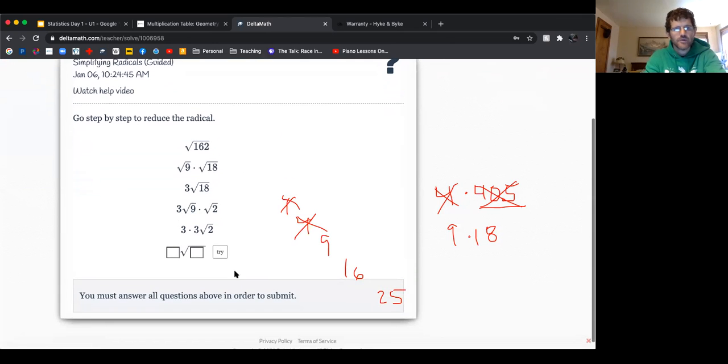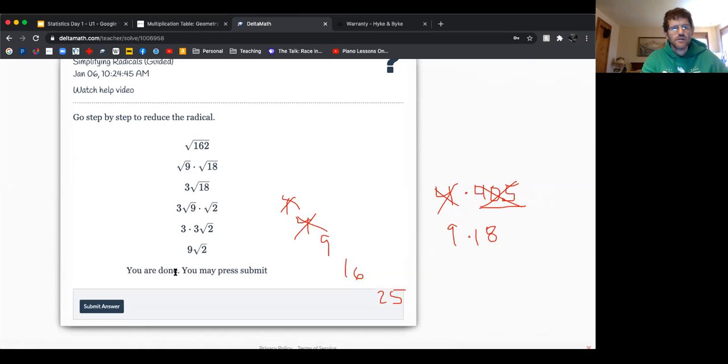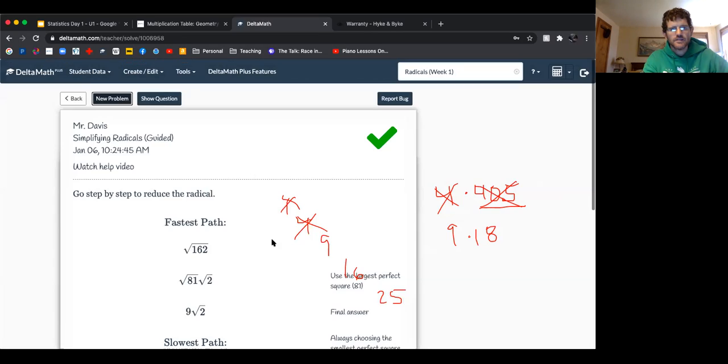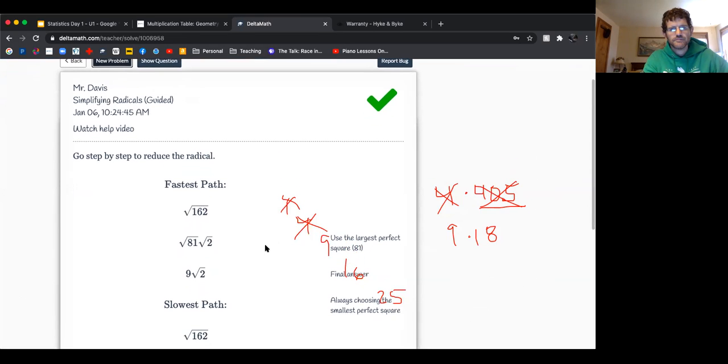So there we go. It's just going to keep going step by step, and it'll tell you when you're done, because it's kind of hard to know if you've done it 100% when you get started. But this walks you through and lets you know when you're 100% finished. So now 3 times 3 is 9, square root of 2, and we're done. We submit our answer, and it says, good job.